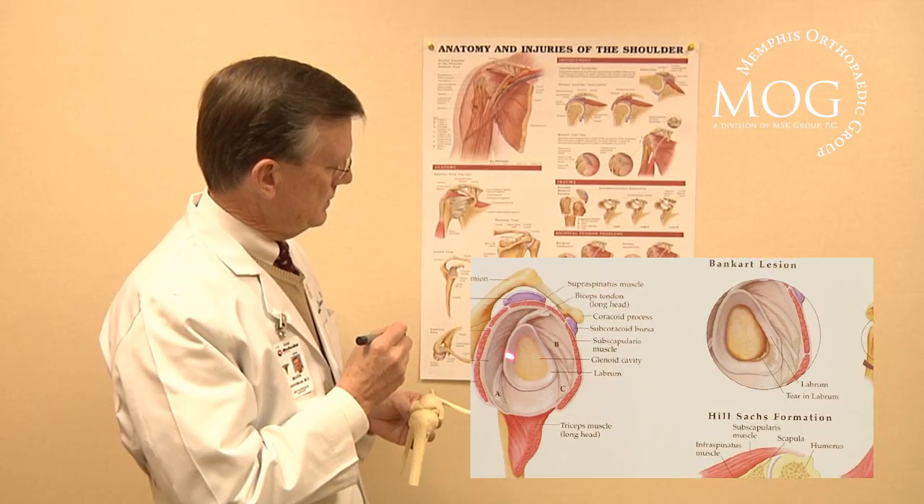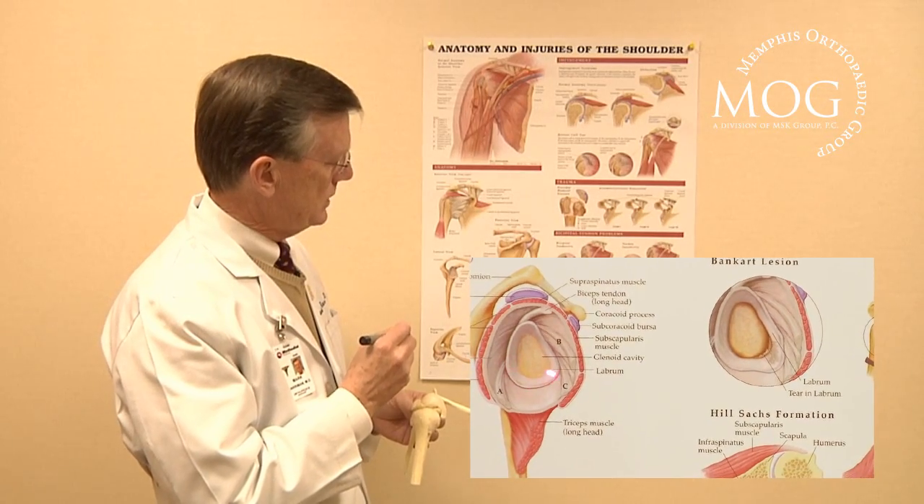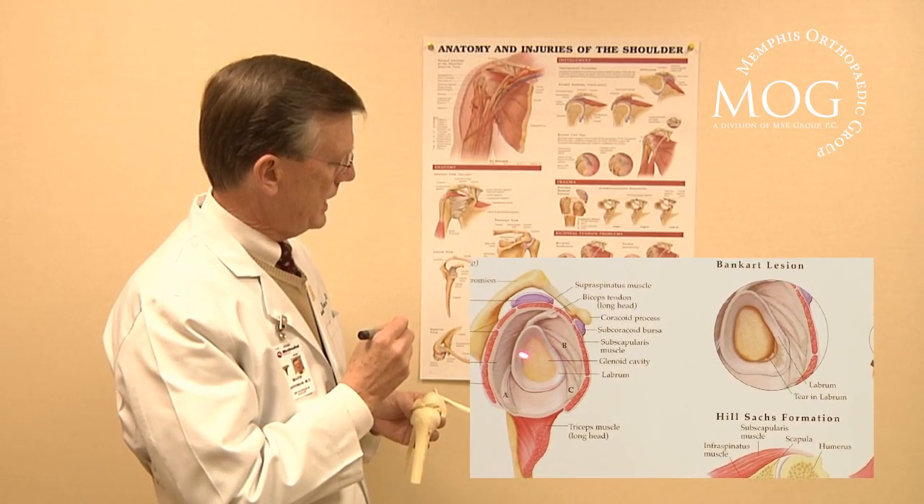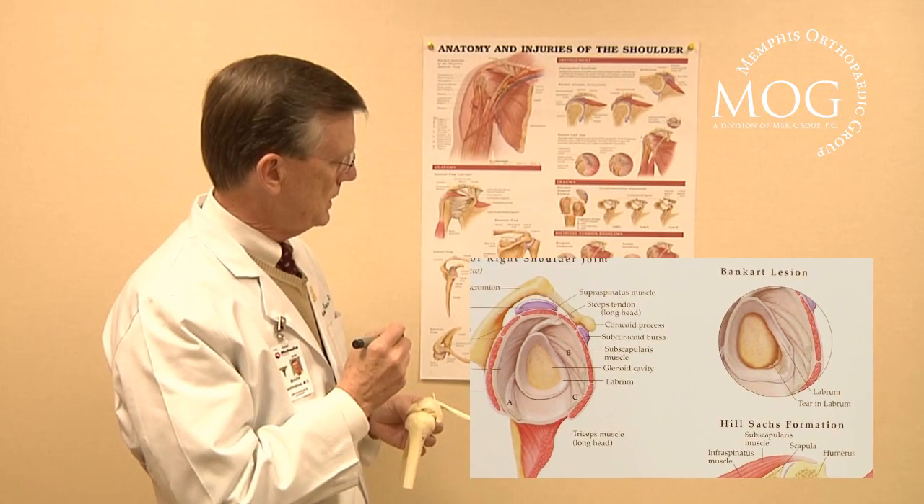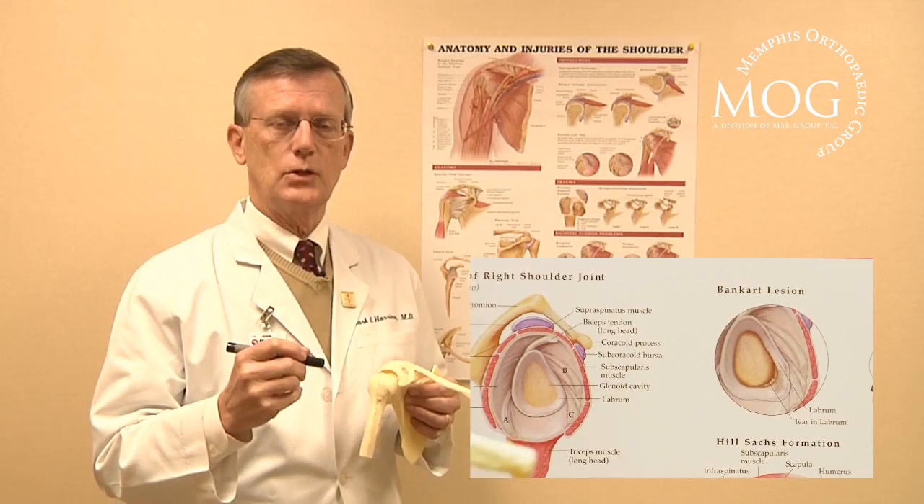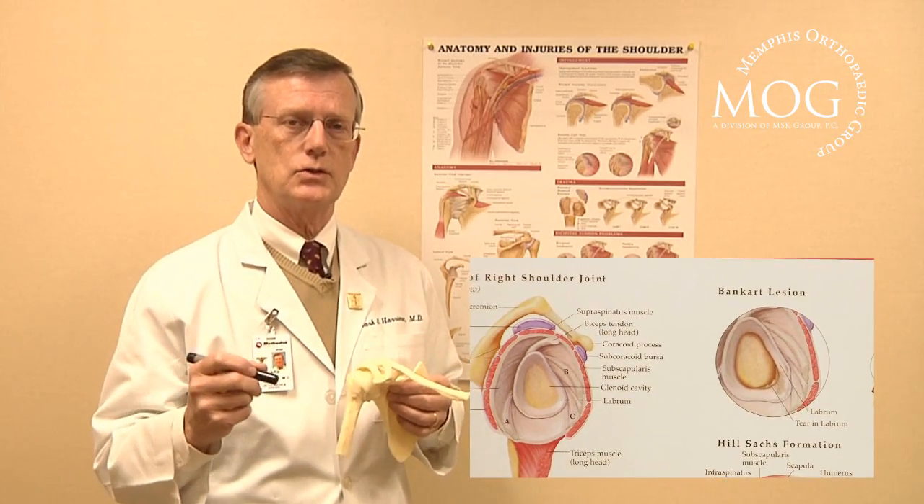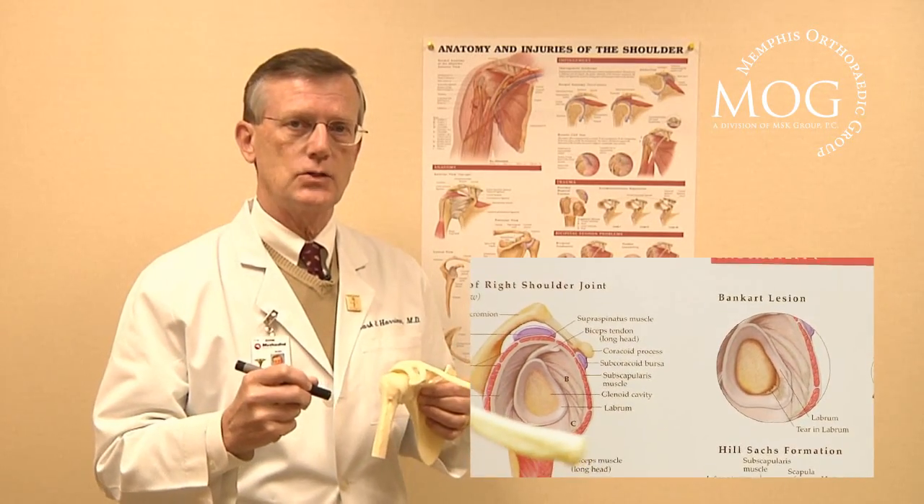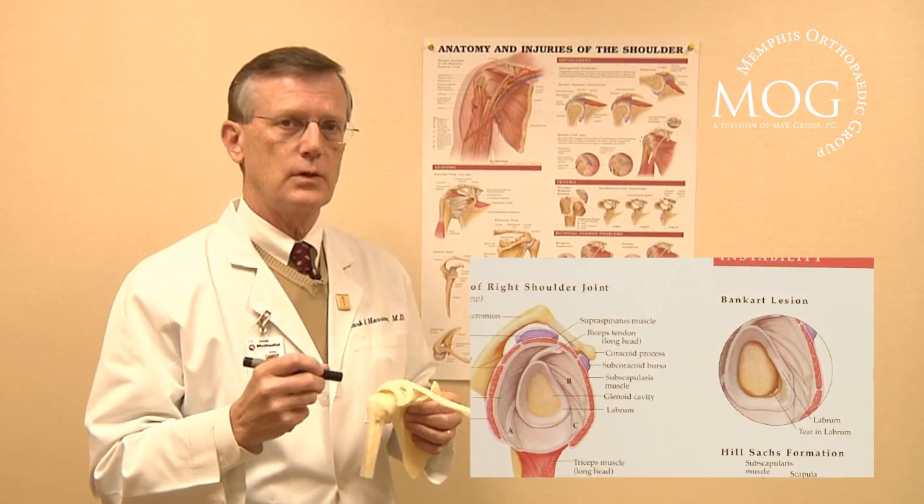So surrounding the shoulder socket, or the glenoid as we talk about it anatomically, is a structure called the labrum that I just outlined. That labrum deepens the shoulder joint, allowing us to do things with the shoulder but not dislocate our shoulder. So the labrum is a very important tissue.